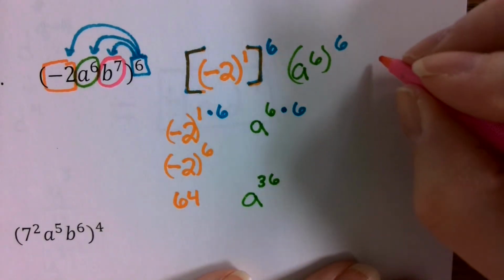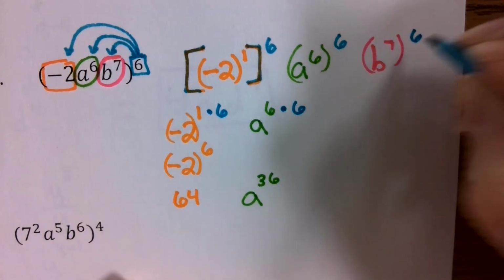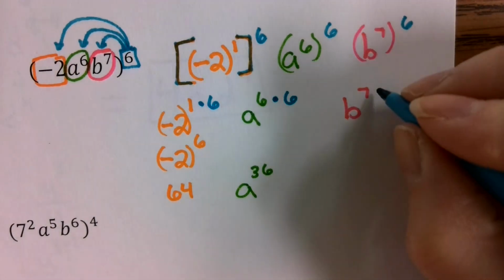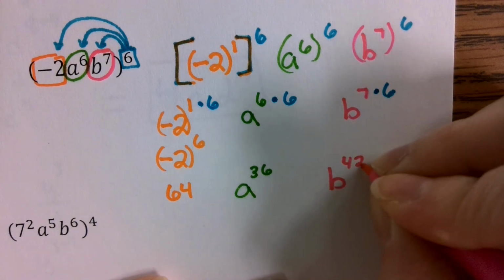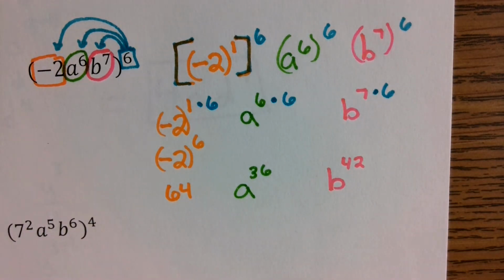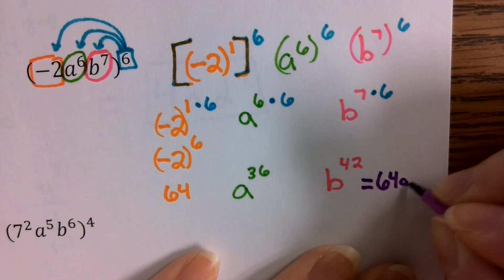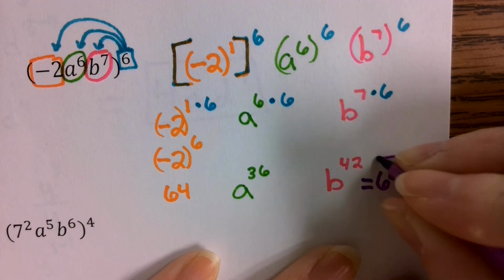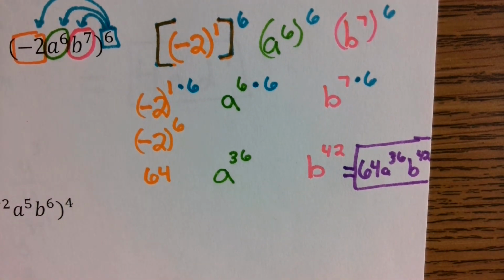Then we've got the b. B to the 7th is being raised to the 6th power. So we're just going to take that exponent of 7 and multiply it by the 6, and that comes out to b to the 42nd power. So if you were to write it all together, you would have 64, a to the 36th, b to the 42nd.